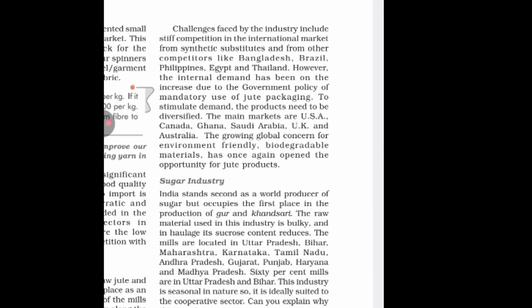But then the jute industry is facing challenges because of the influx of the synthetic goods industry. And previously we used to have only India and Bangladesh. Today, Bangladesh is our main competitor, but Brazil, Philippines, Egypt, and Thailand are also manufacturing jute. But our main markets, customers are USA, Canada, Ghana, Saudi Arabia, UK, and Australia. And today, the government has encouraged the jute manufacturers to diversify into the fashion industry, like fashionable bags, belts, accessories. All these are being made, not only gunny bags and ropes.